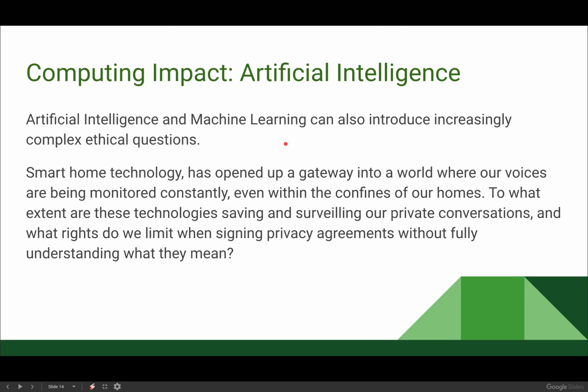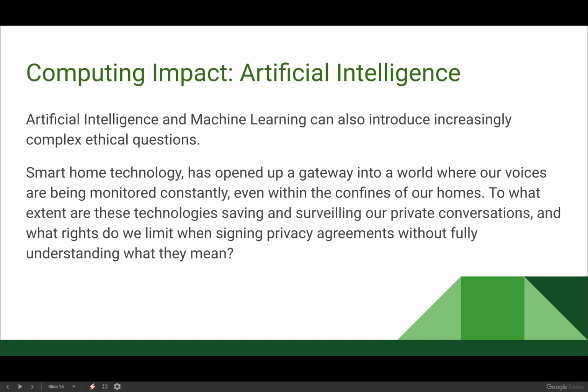Another thing that AI leads to, I mentioned earlier, smart home technology. It has opened up this gateway into a world where our voices are being monitored constantly, even in our own homes. So this saves us a lot of time. It can let us do reminders, it sets alarms, all these kinds of things. But to what extent are these technologies saving and surveilling our private conversations? What are they doing with all this information that they're collecting? Are they selling it to people? Are they deleting it as soon as they get it? What are all the implications of these in-home microphones that we have constantly running?